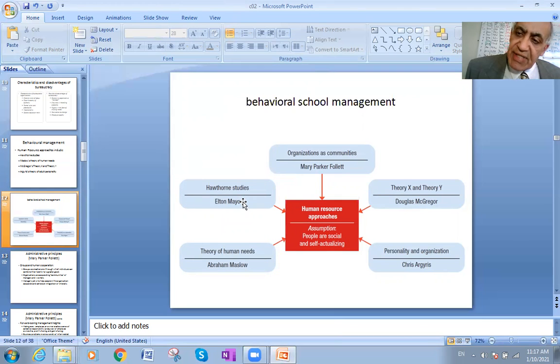Elton Mayo and his colleagues did the Hawthorne studies, which I told you about, the telephone assembling. And Abraham Maslow's theory of human needs. Now we will handle every one of them apart. Then we will comment on this school, how far this school goes in addition to the schools of management.